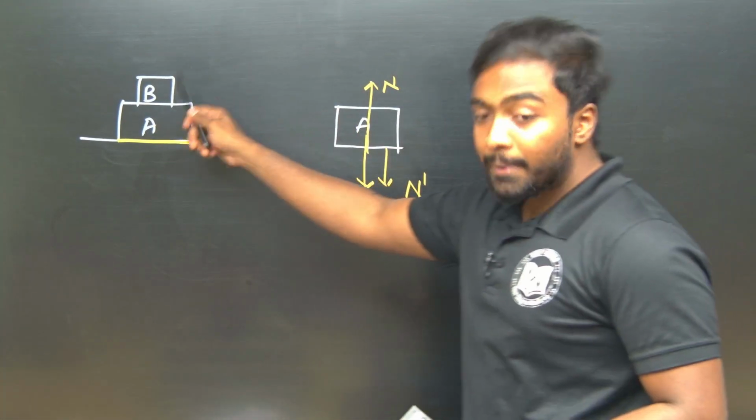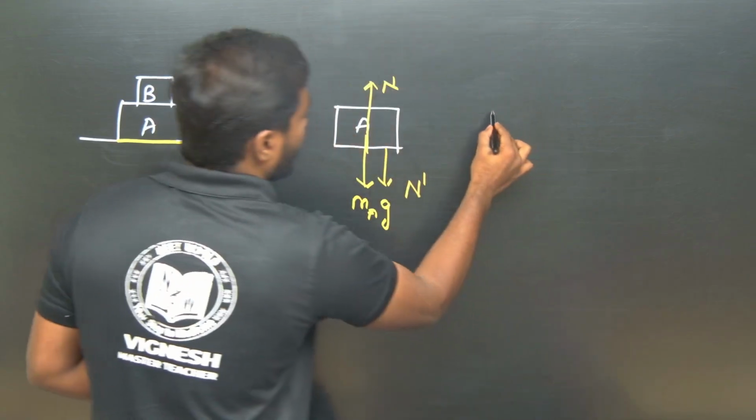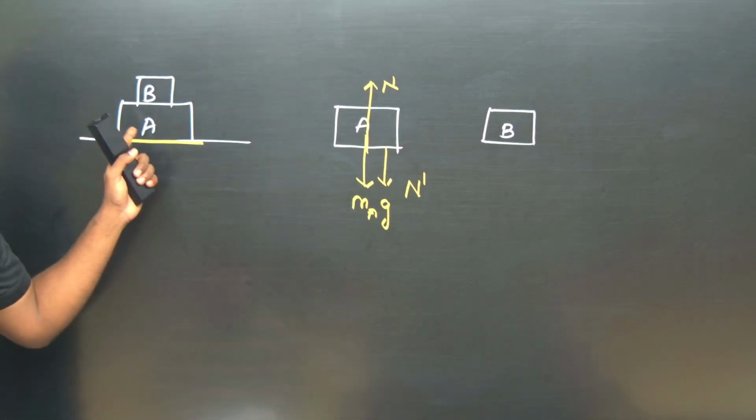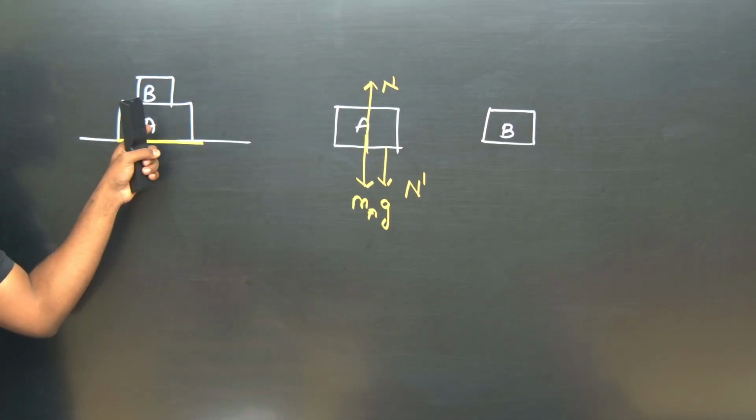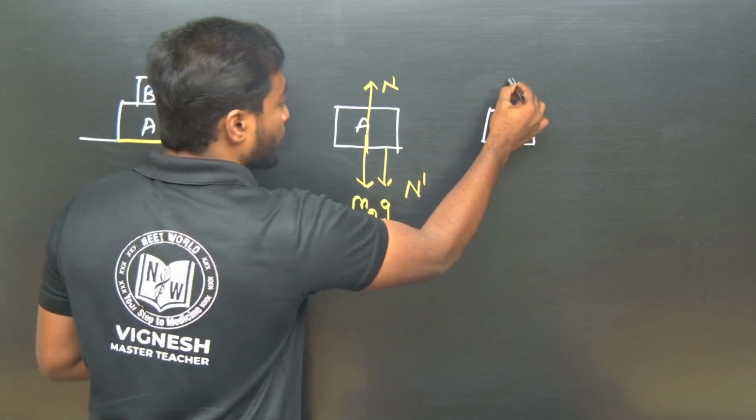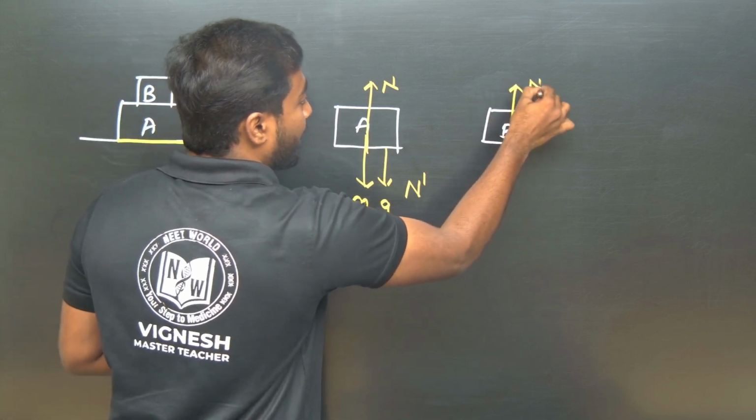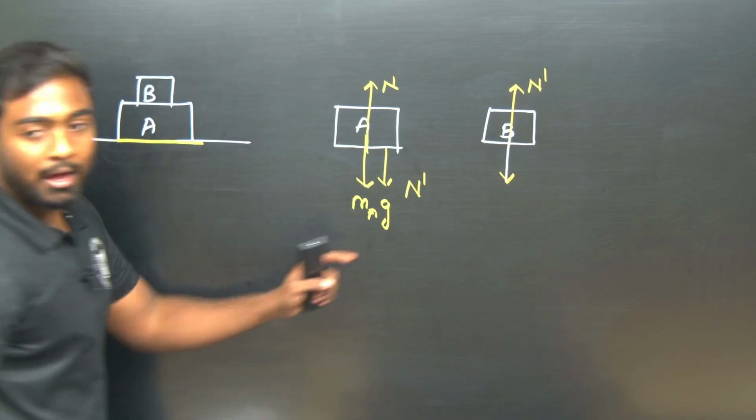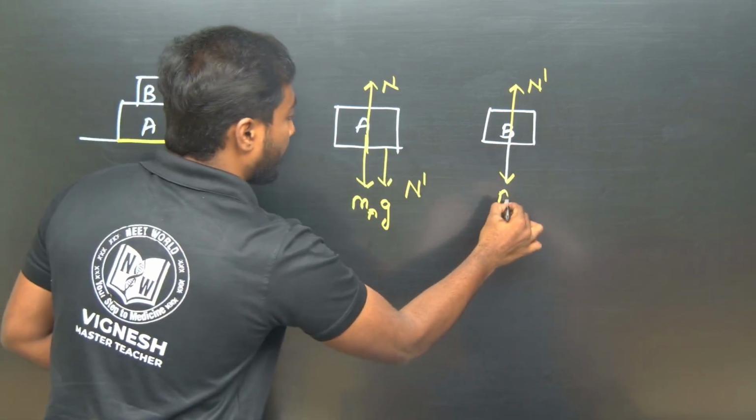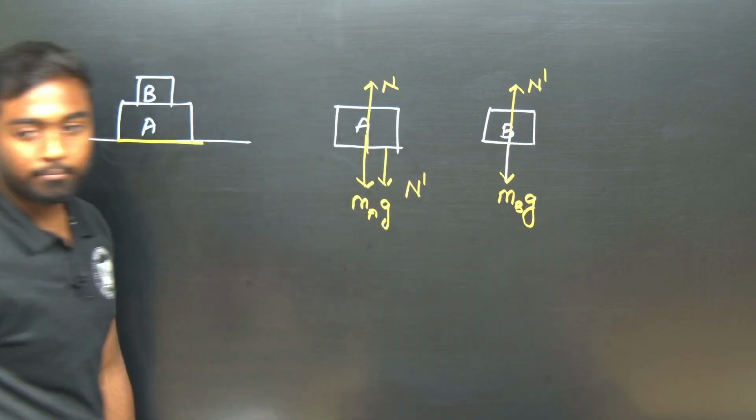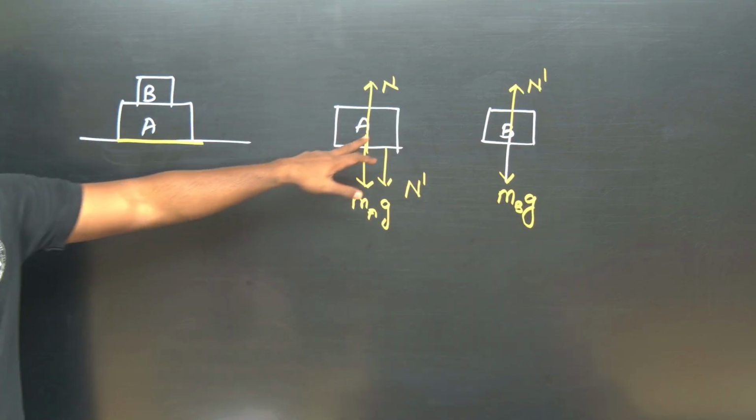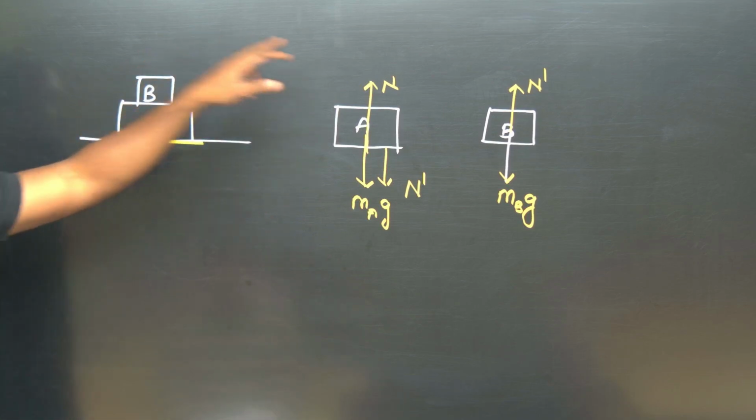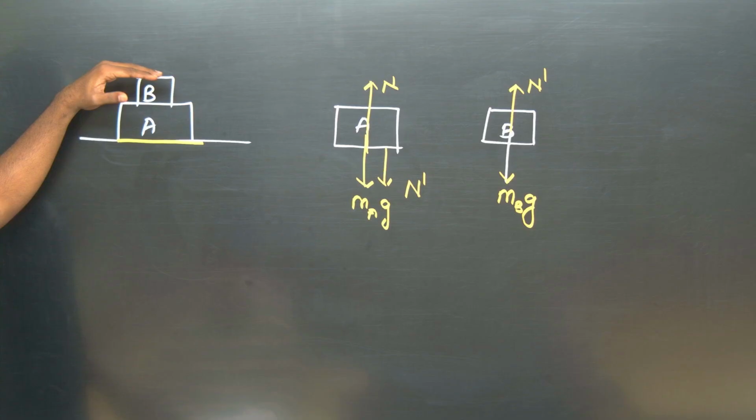Now if I talk about B, how many contact surfaces are there for B? Only one contact, that is A. So in which direction should I draw? Like this, perpendicular. So N dash. Now the block also has a weight, which is mass of B into gravity. So for A, there are two contact surfaces, one is the ground and one more is block B. For B, only one contact surface, that is A.